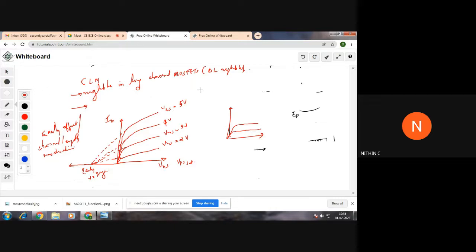Completed. Have you completed? Normal case, I will just draw this. The black dotted line shows the normal case, and the red line indicates the channel length modulation case.